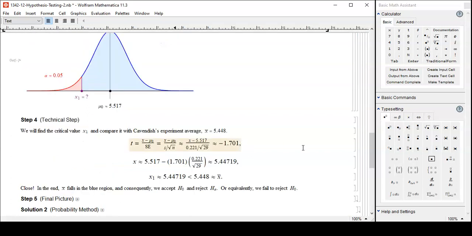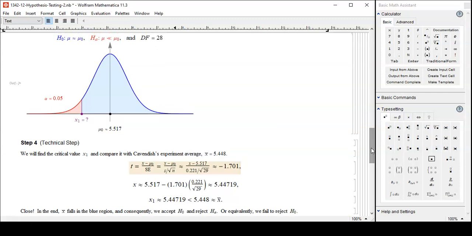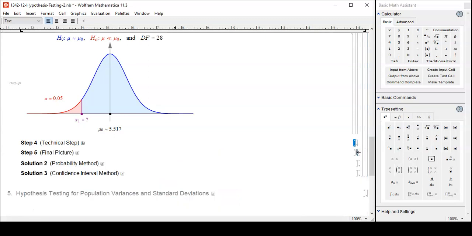N minus n2 over sc, if you do it right, the t-score should be negative 1.701. I'll leave that to you. By now, everybody must have used the t-table many a time, so everybody must know how to do it. So if you do your computation, you end up with 5.44719.